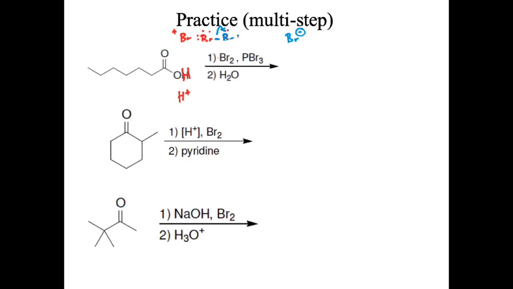Does the Br2 have to react first? Nope. Yeah, so the PBr3 is going to pull off the OH, and then the bromine's going to go in. PBr3 is a substitution reagent that replaces all OHs with Br.